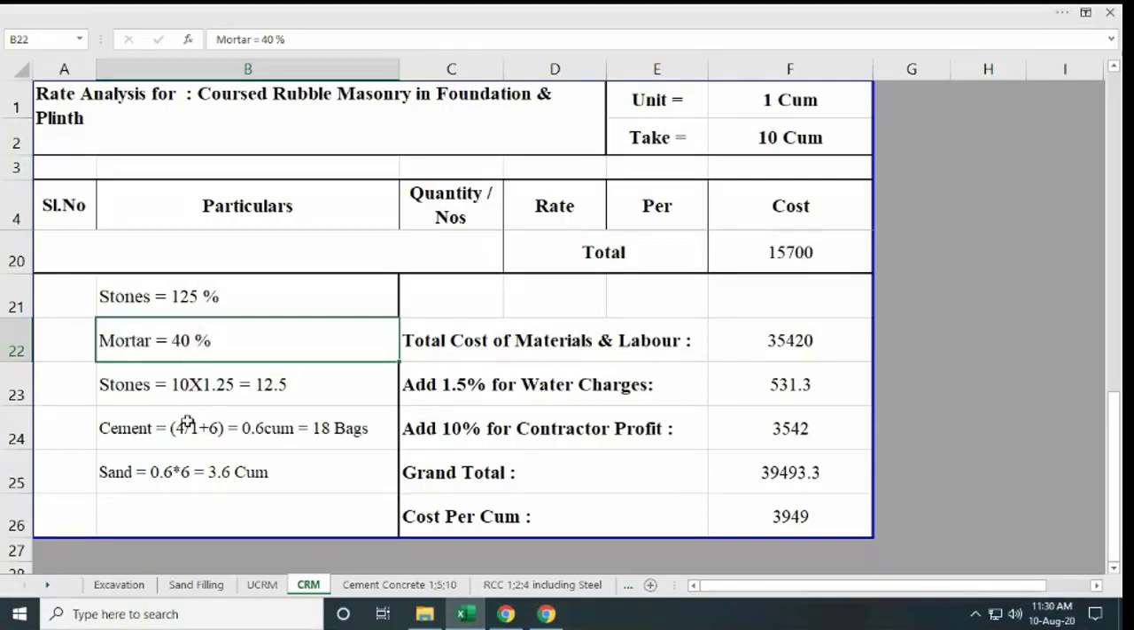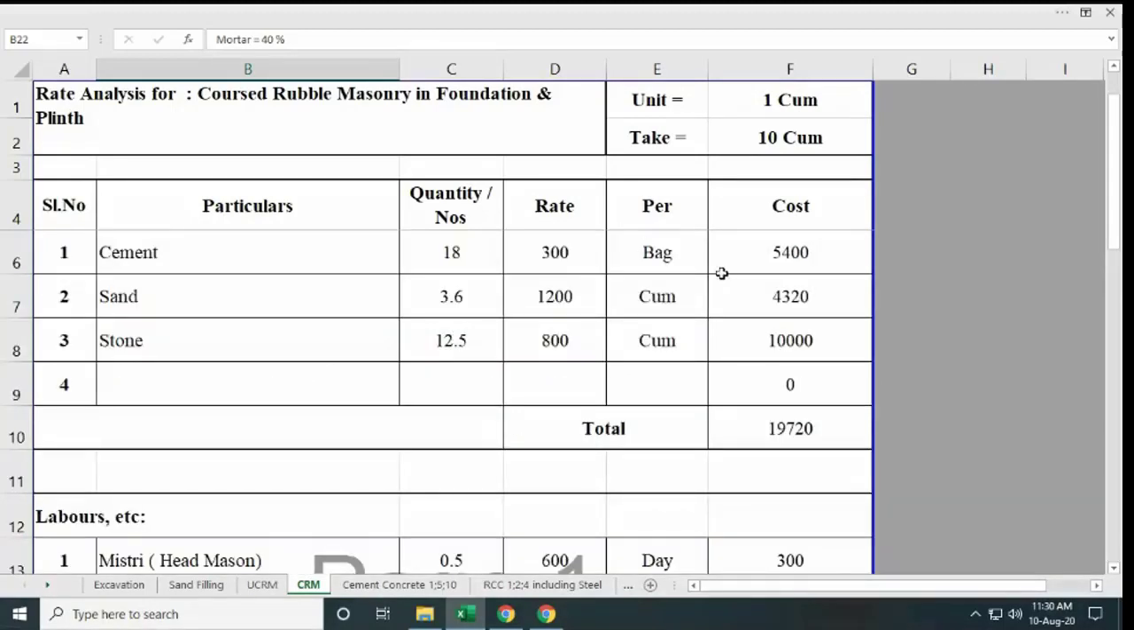40% of 10 is nothing but 4. 4 divided by 1 plus 6, right? So you will get 0.6 cubic meters. Therefore, 18 bags are required. Again, stone, same thing, 25% extra. Therefore, 10 multiplied by 1.25, that is 12.5. Sand also, same thing, we are going to multiply here. We are going to get the cost of material.